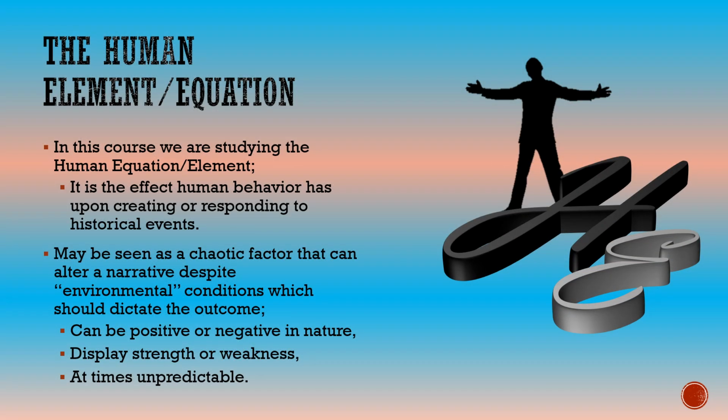We tend to think of history as a series of events, and we tend to not understand that it is actually a series of events that relate to the human element or the human equation. In this course, we are studying the human equation or element. We are studying its effects when it comes to human behavior and how it basically relates to historical events, whether they be natural or human made. It may be seen as a chaotic factor that can alter a narrative despite environmental conditions which should dictate the outcome. It can be positive or negative in nature. It can display strengths or weaknesses. And at times, it is completely unpredictable.